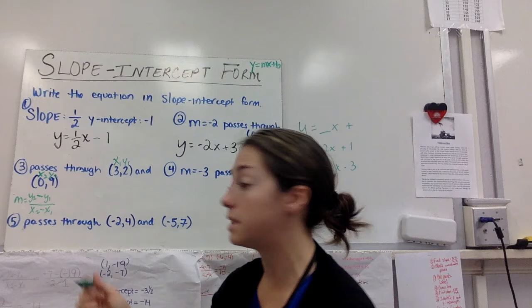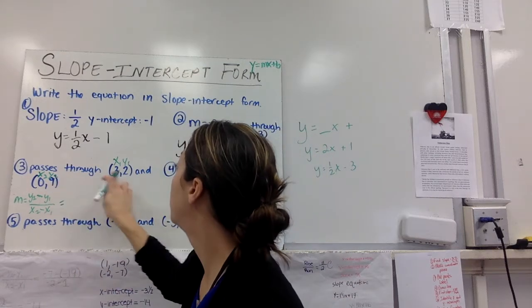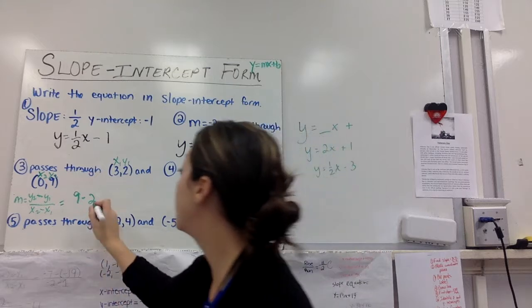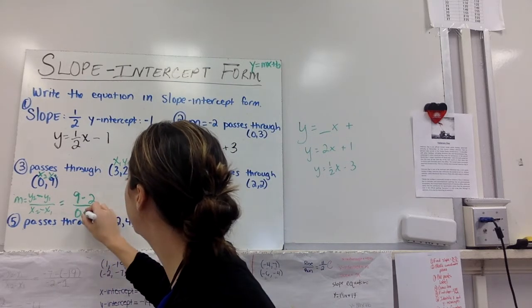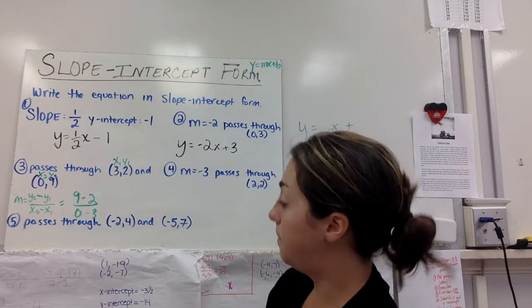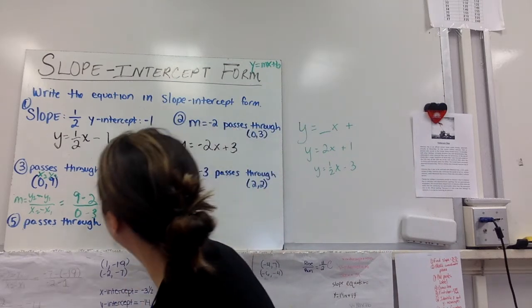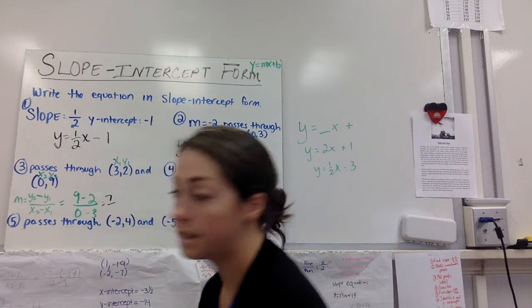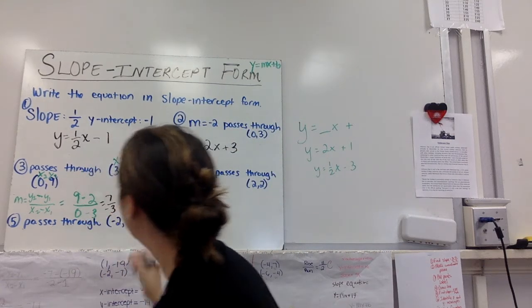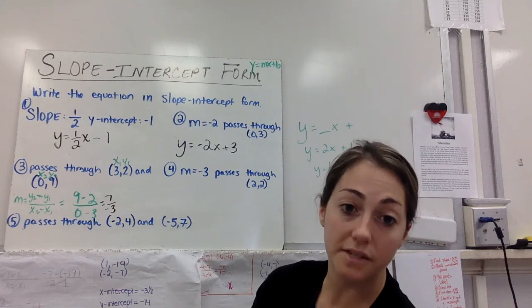And then I subtract, so I have y2 minus y1, so that's 9 minus 2. And then I have 0 minus 3 on the denominator because that's x2 minus x1, and 9 minus 2 is 7. 0 minus 3 is -3. So my slope is -7/3.